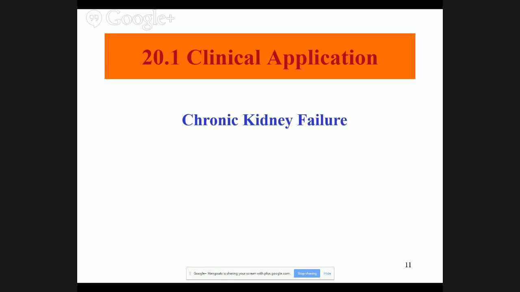Chapter 21 has a clinical application about chronic kidney failure. And in it, the patient has to undergo hemodialysis 3 times a week, and that's to maintain good concentrations of waste, electrolytes, and water. And the patient also had to control their intake of water, sodium, potassium, and proteins between treatments.